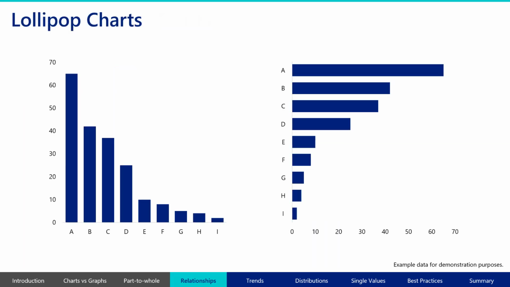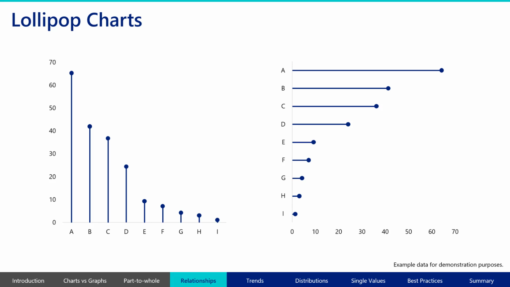Lollipop charts are a variation of bar and column charts. In this type of chart, the bars or columns are replaced with a line segment with a dot at the end. Lollipop charts are visually less cluttered than bar and column charts and may make it easier to see the differences between groups when the values are close.